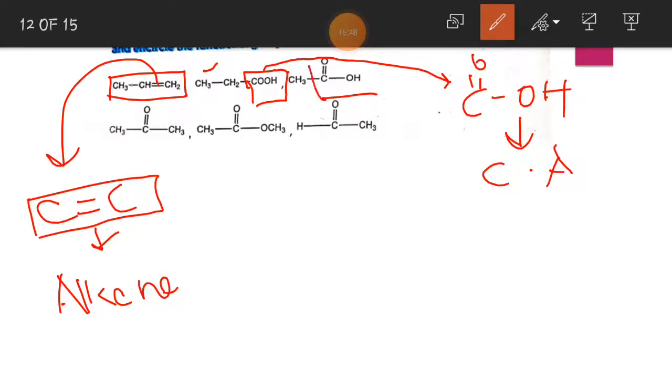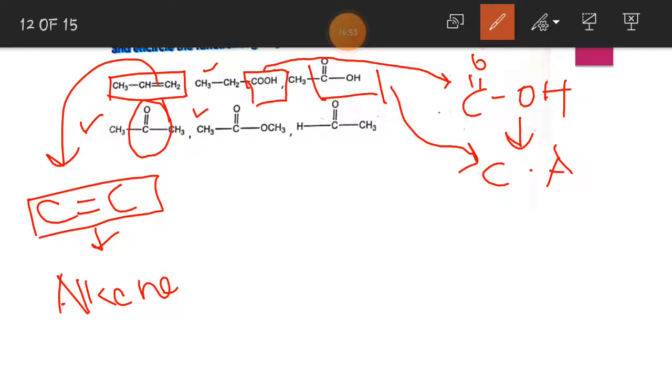Same is the case for the third category. This COOH is the functional group and it is also a carboxylic acid. Now if you look at this compound, you will see that a carbonyl carbon is present between two alkyl groups. So this carbonyl group is a functional group here and it is a ketone.